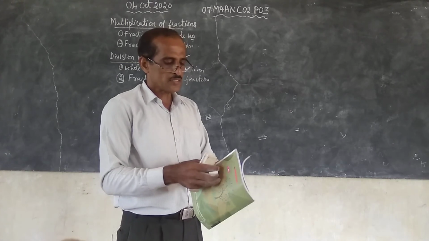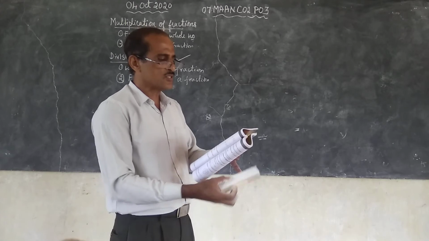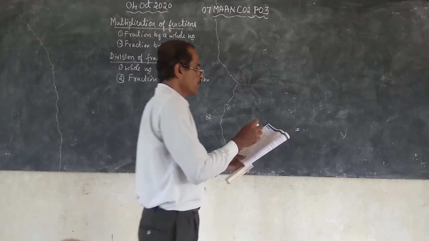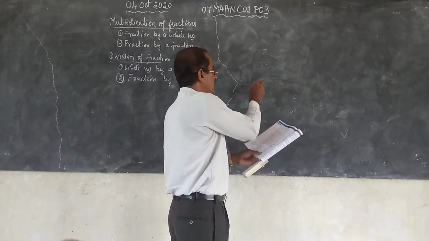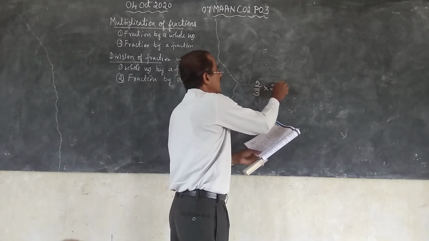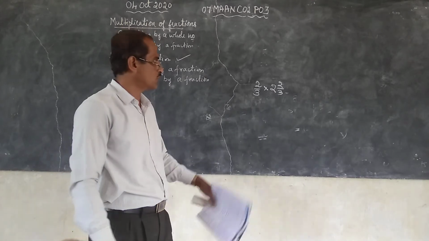Next, a fraction multiplied by another fraction. Multiply and reduce to the lowest form. Page number 42. One question we will take: 2 2/3 into 2 2/3. How to solve this question?